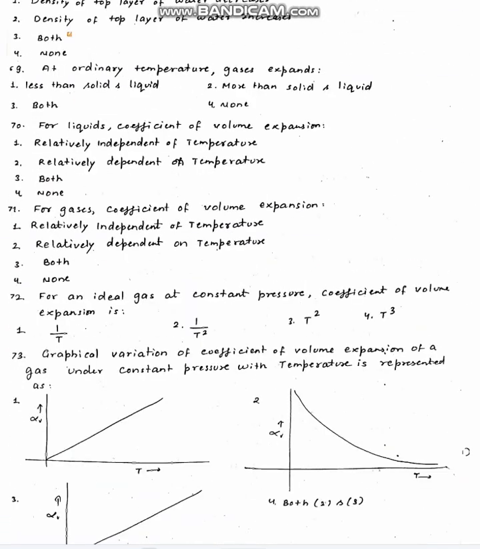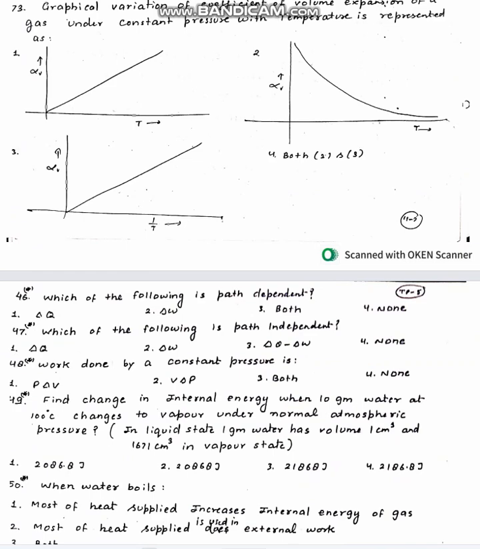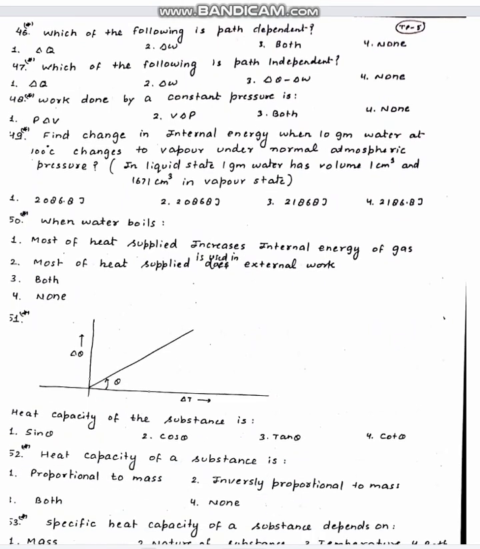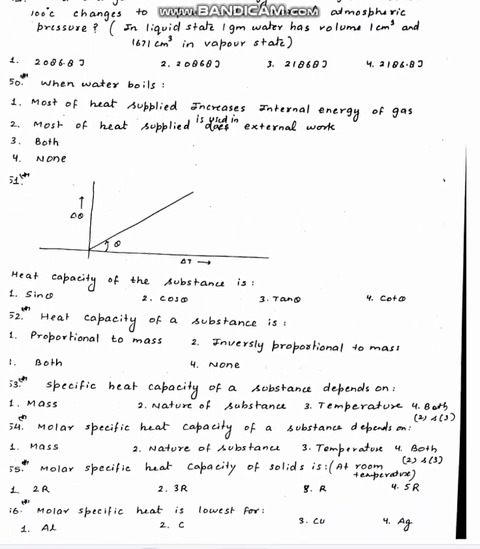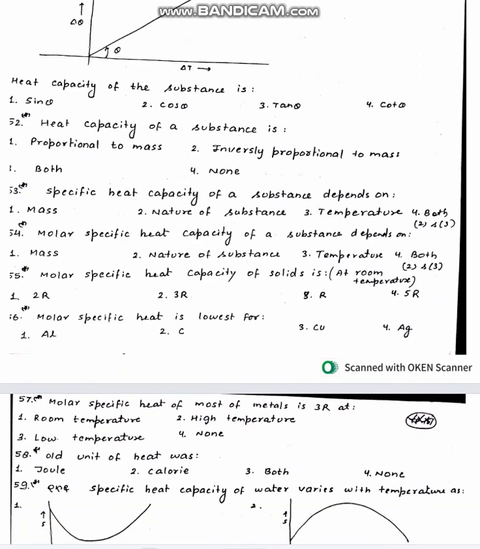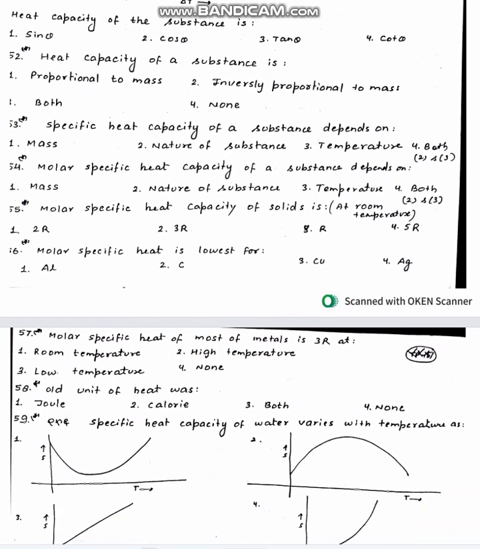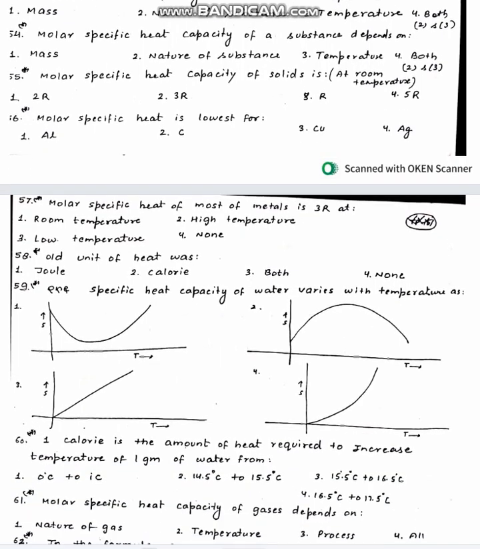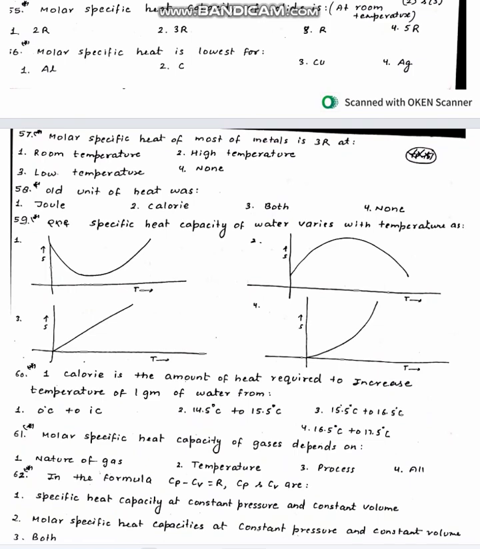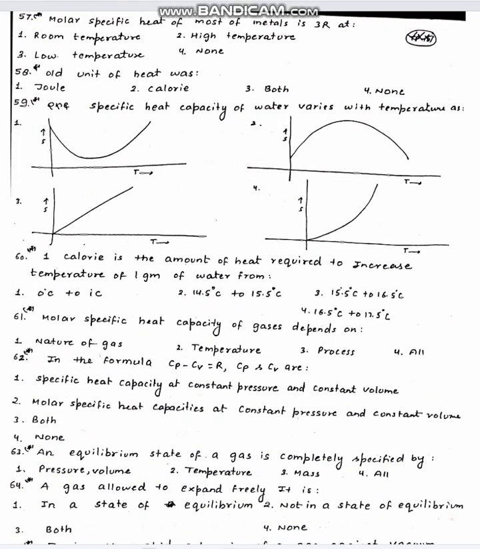Then we have coefficient of volume expansion for liquids, then graphical variation of volume expansion, then path dependent function, path independent function, work done under constant pressure, boiling of water, heat capacity, dependency on different things, dependency of specific heat capacity, molar specific heat capacity, molar heat capacity of solids, then it is least for, molar heat capacity is 3R.